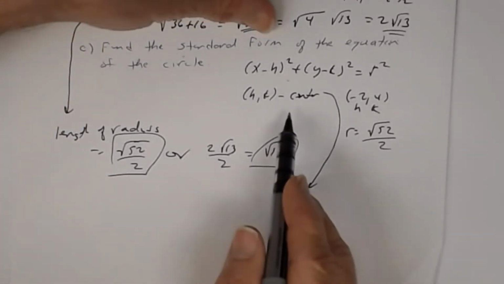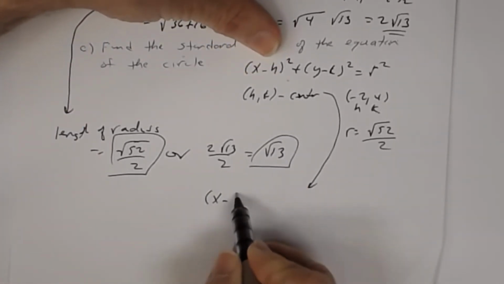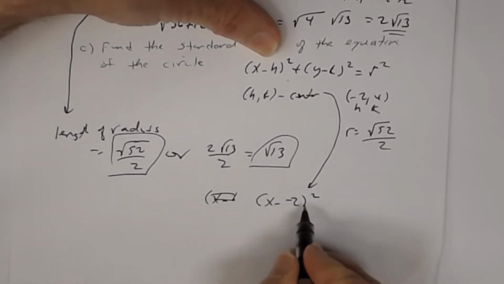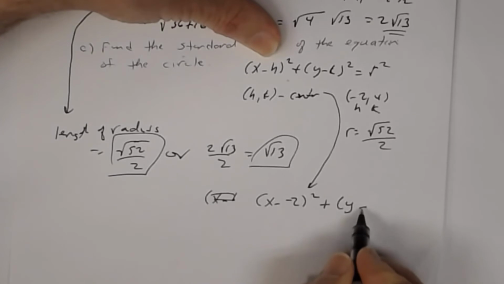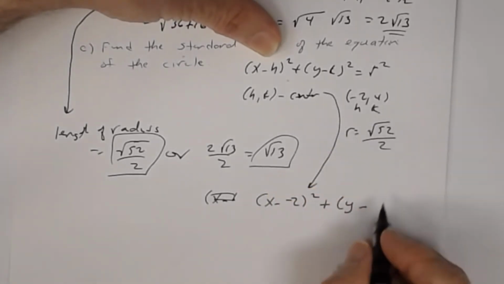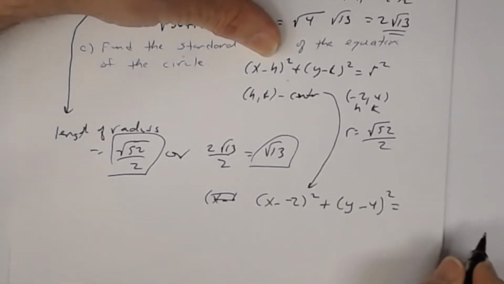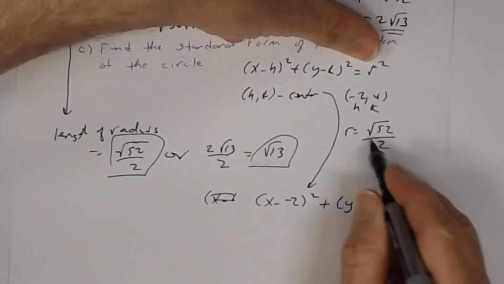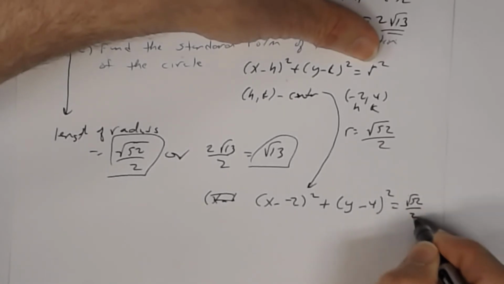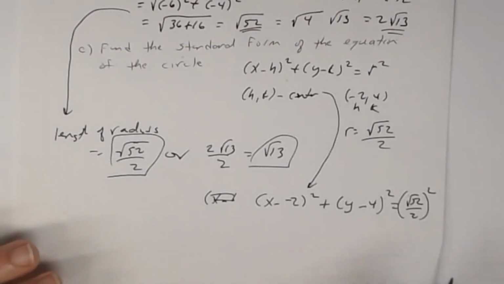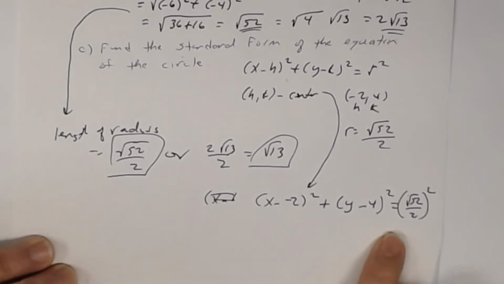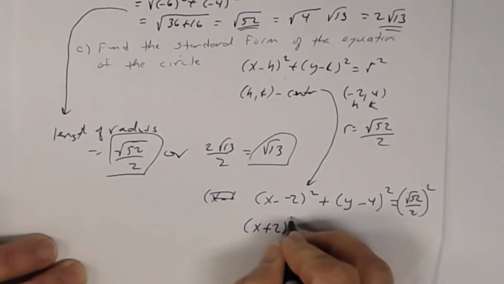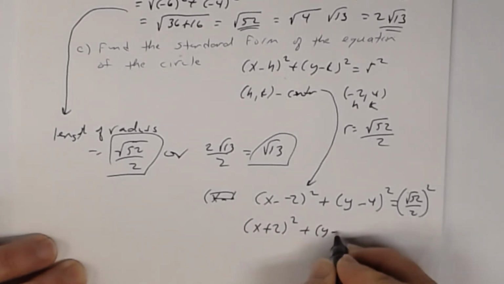So watch what happens. So you're going to say x minus, and h is negative 2. So x minus the negative 2 squared plus y minus, see y minus, and then k is a positive 4 squared equals, now watch this, r squared. So r is this, square root of 52 divided by 2 in parentheses squared. Now don't leave your answer like this, because you need to know that x minus negative 2 means x plus 2 squared. Y minus 4 is y minus 4 squared.